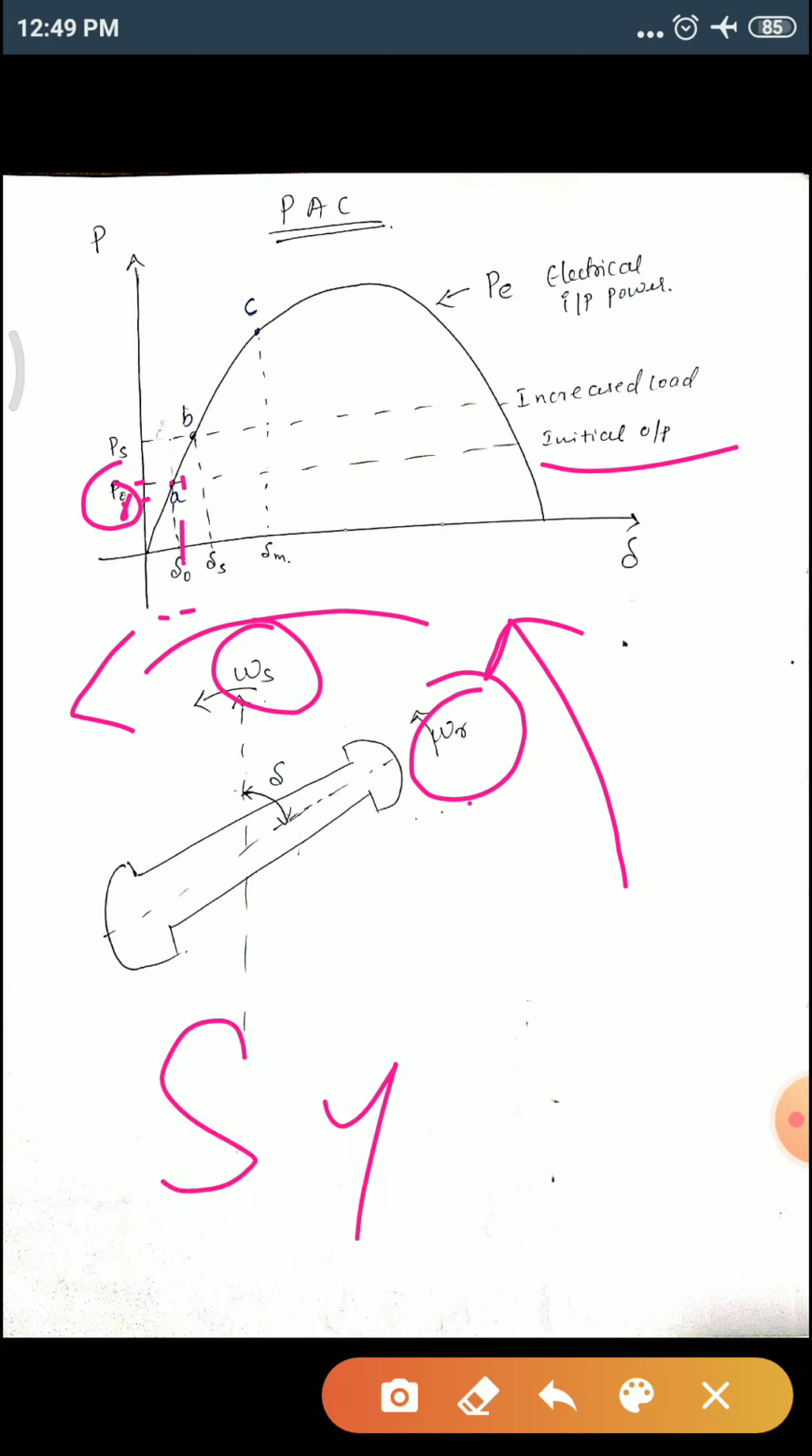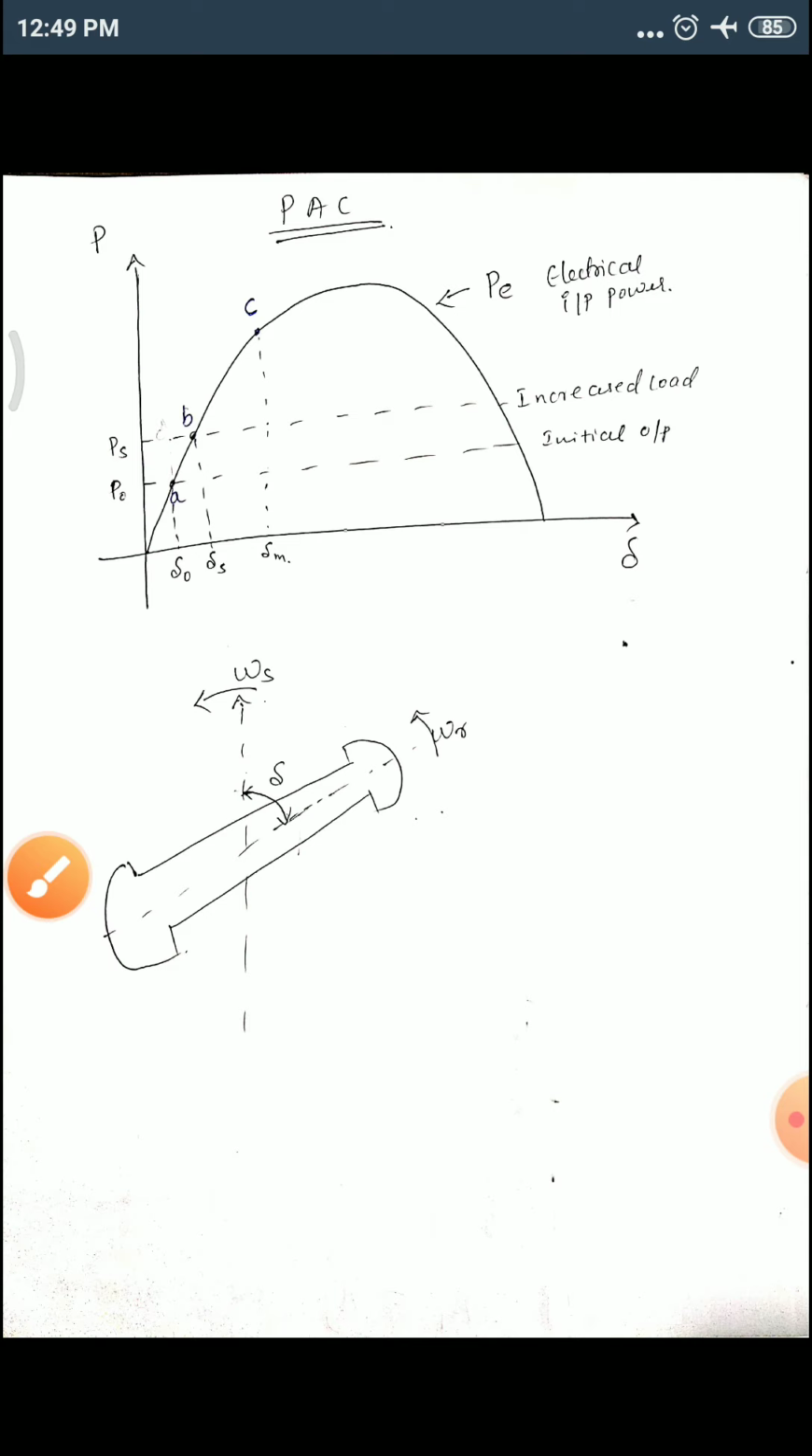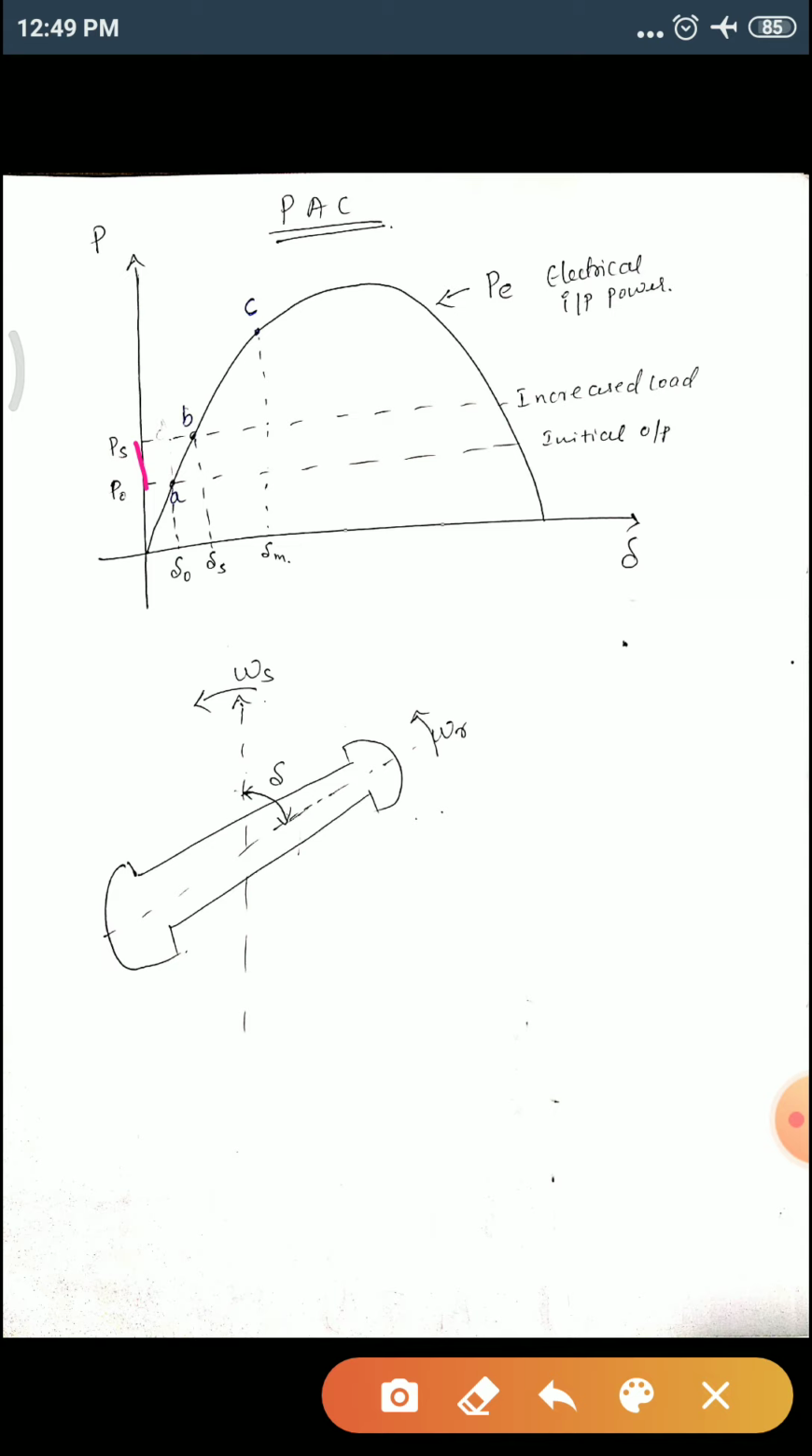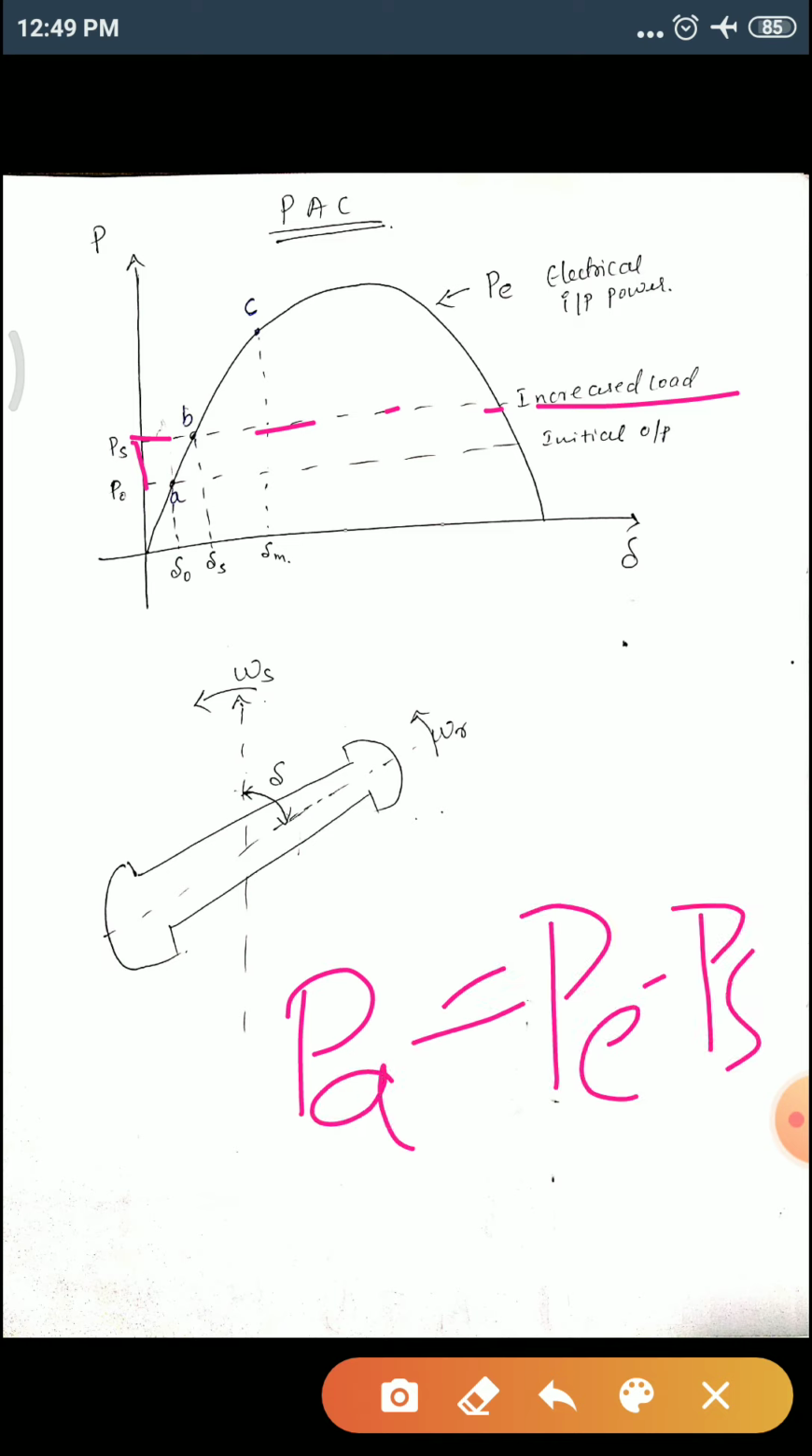Suppose after some time you put a load, that is, you increase the load to PS, this is your increased load. What happens is PS increases. What happens to your acceleration power, that is PA? PA is PE minus PS. So when PS increases, the difference between these two decreases, so the acceleration power will start decreasing.